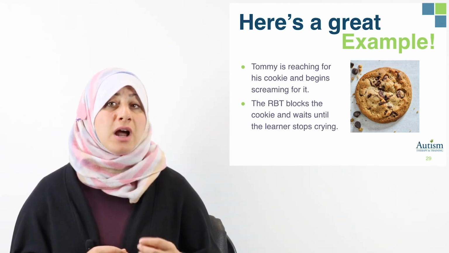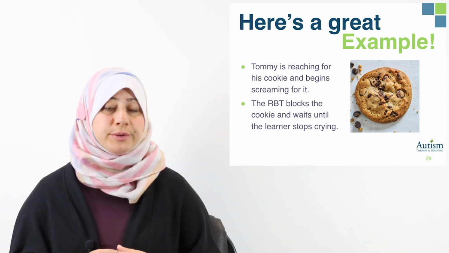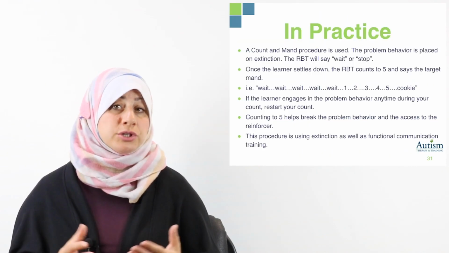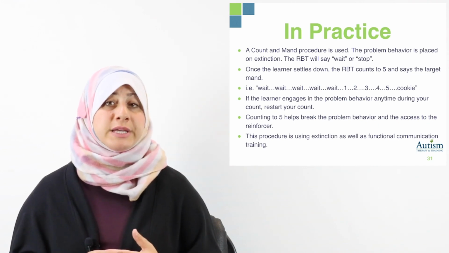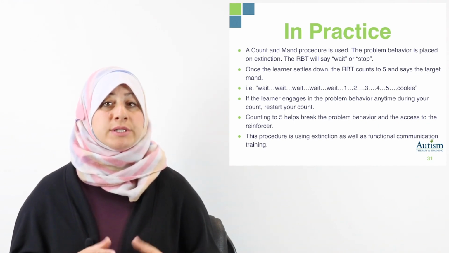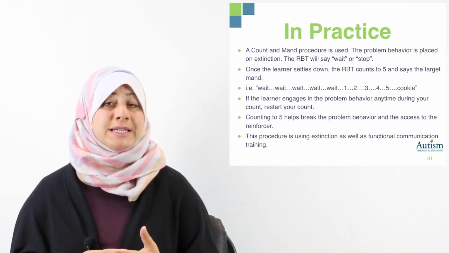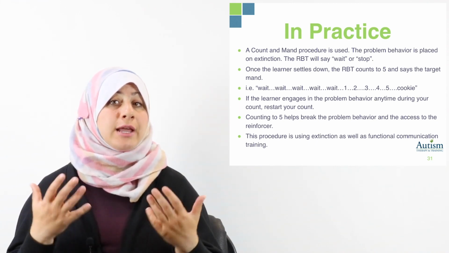Here, the cookie is not given in the extinction procedure. In practice, a count and mand procedure is used. The problem behavior is placed on extinction. The RBT will say wait, wait, or stop. Once the learner settles down, the RBT counts to 5 and says the target mand.